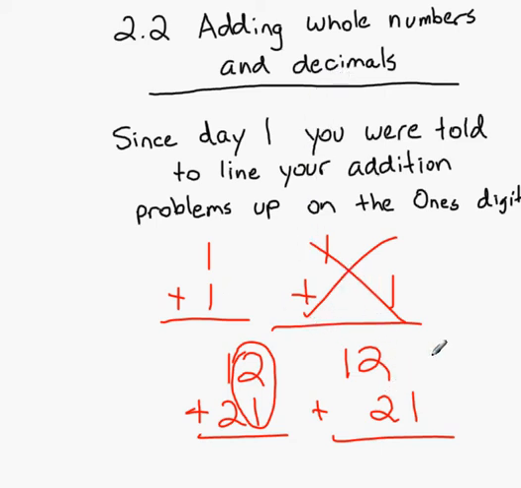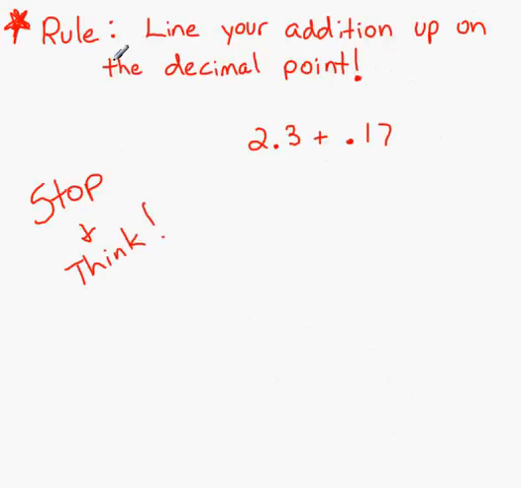And here it is. The rule to adding with decimals is to line your addition up by the decimal point. And that's key. That's the big part right there. That's the number one rule you need to know. So when you see a little addition problem here, you have to stop and think. You've got to check your brain for a moment and say, all right, my rule is I have to line these up by the decimal point.